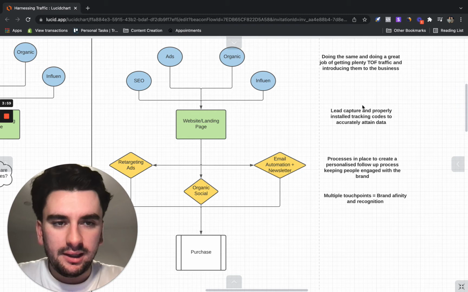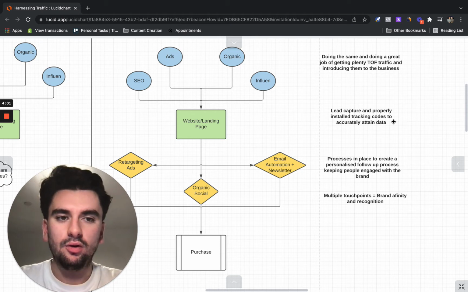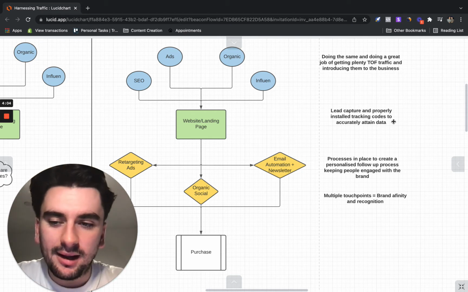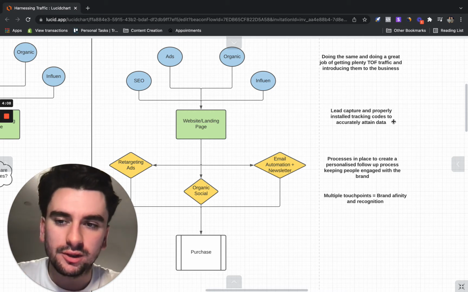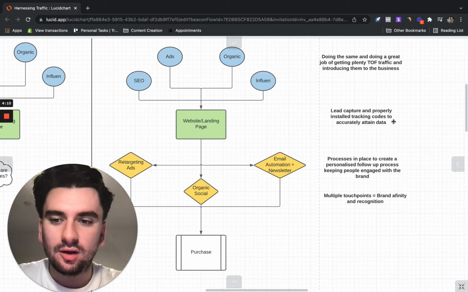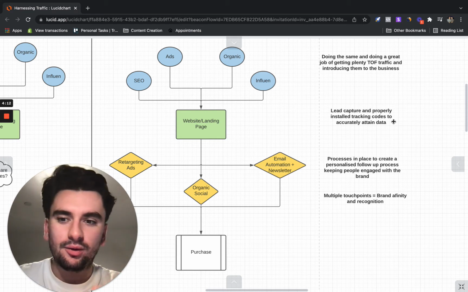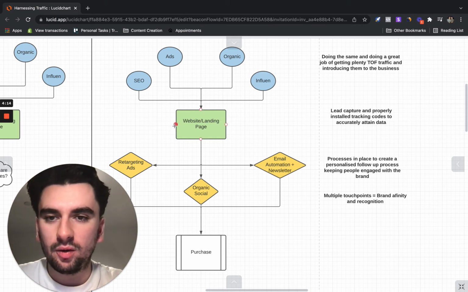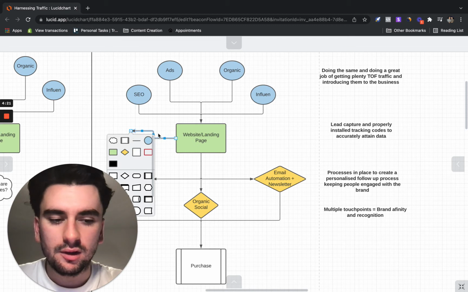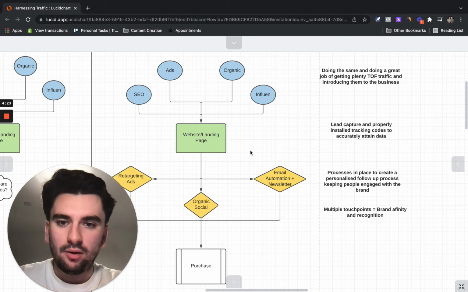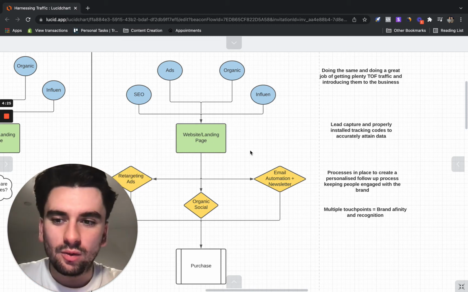So the lead capture and properly installed tracking codes accurately attain the data, and that means that all of the traffic, all of the leads, all of the potential interest that comes to your site is now being stored, collected, and collated. Now you can improve that to not only come back up to your top of funnel and improve your ads, improve your organic, improve all of these other areas, but now you have that bank of data that you can go and retarget to.